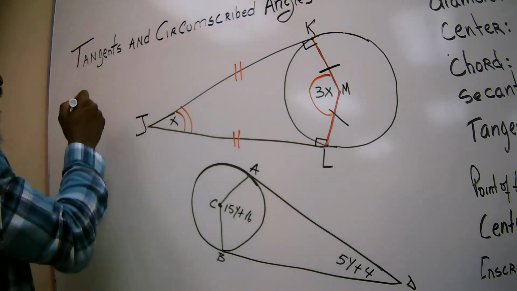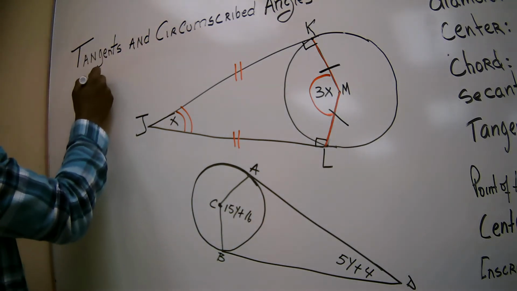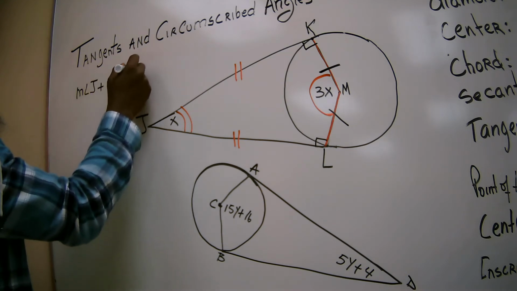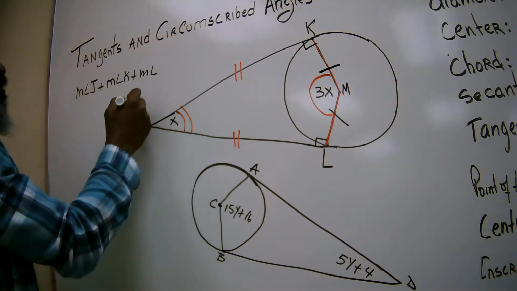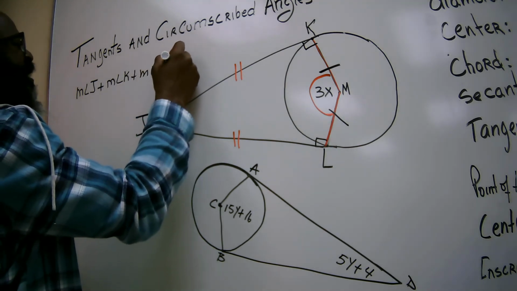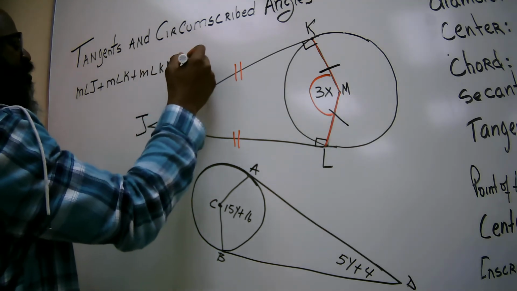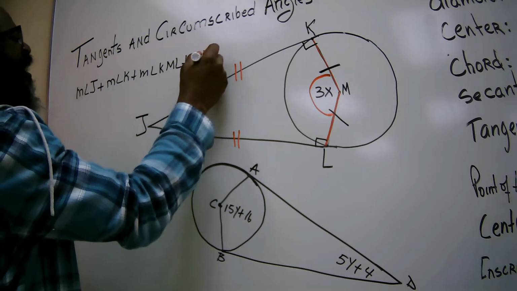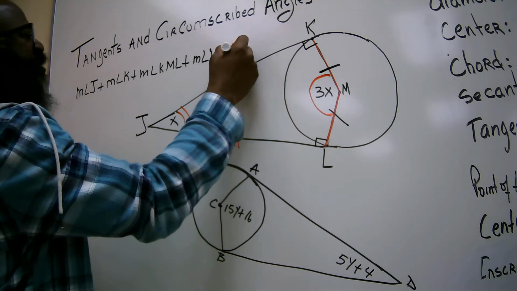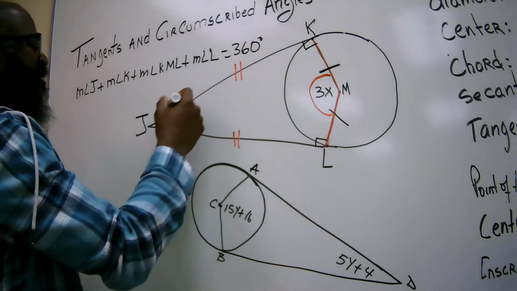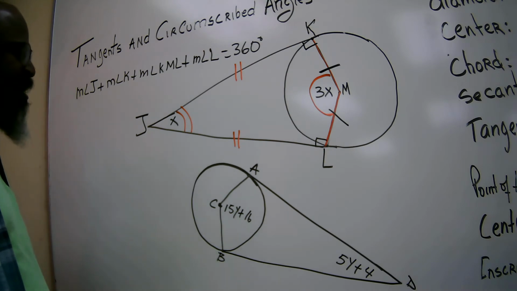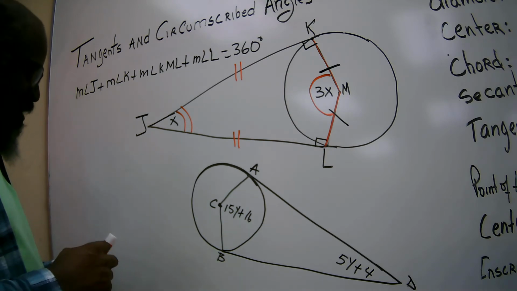You will know that measure of angle J plus measure of angle K plus measure of angle KML plus measure of angle L will be equal to 360 because it's a kite. The four interior angles sum to 360. So we're not interested in this.